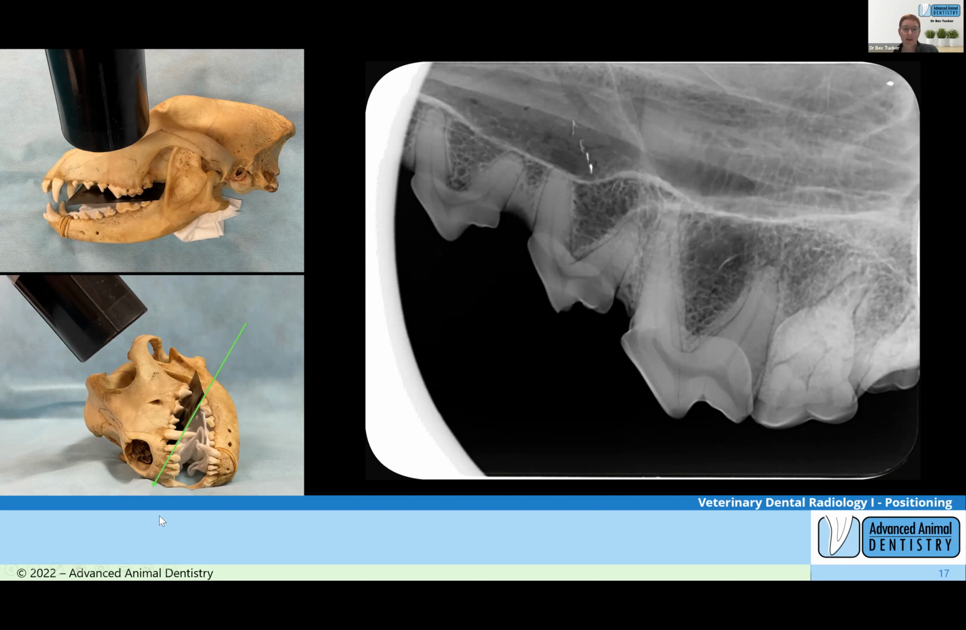But if we follow the bisecting angle technique, essentially you can see that we've got the angle of our plate, we've got the angle of our tooth, we bisect that, so cut that in half, and our beam comes in basically perpendicular to that. And the image on the right is what we're then projecting. So we've got a nice projection of that anatomy. We don't have elongation of the roots or foreshortening going on, and we can get a really good idea of what's going on there.